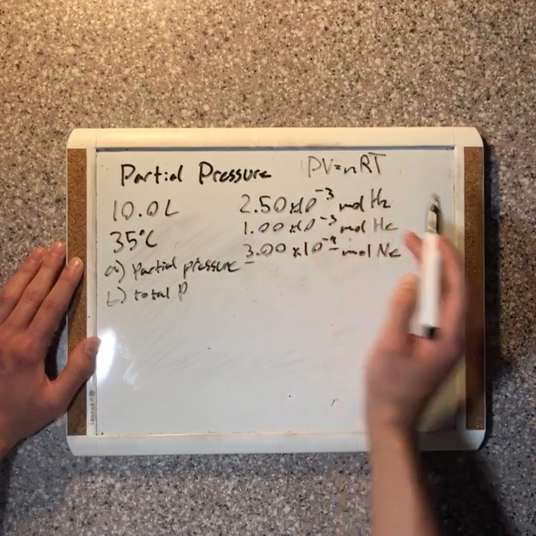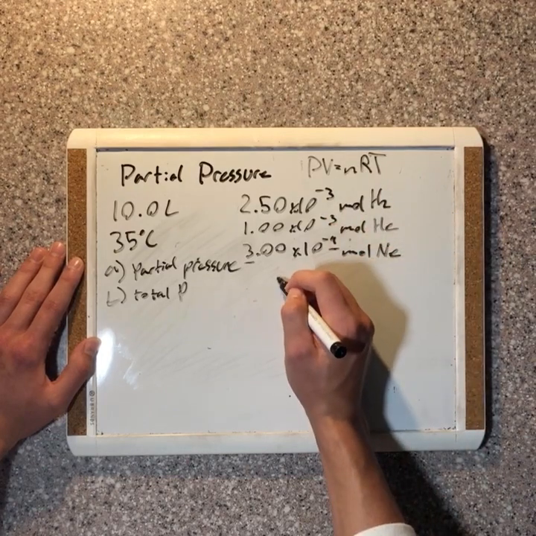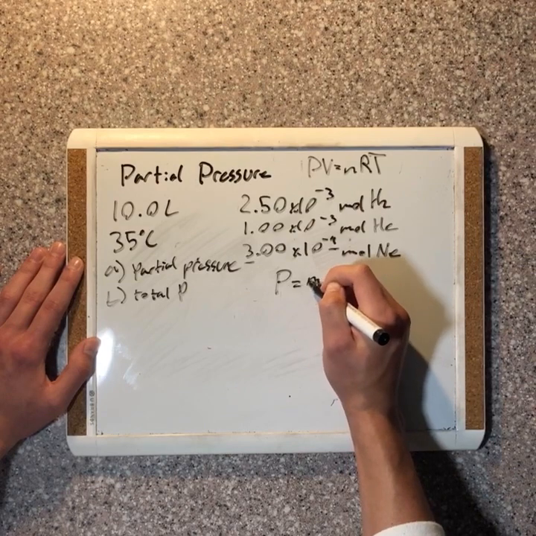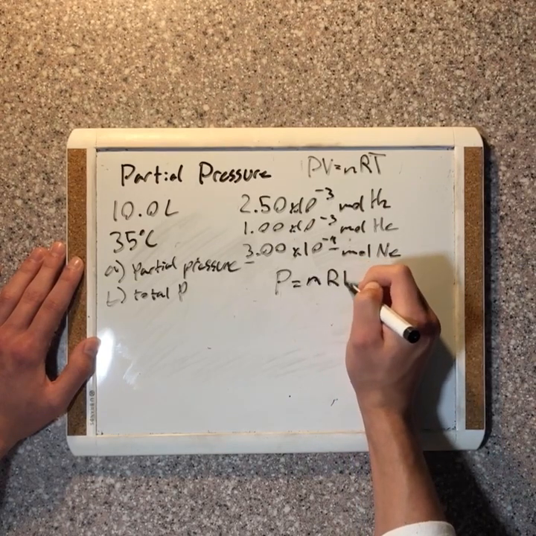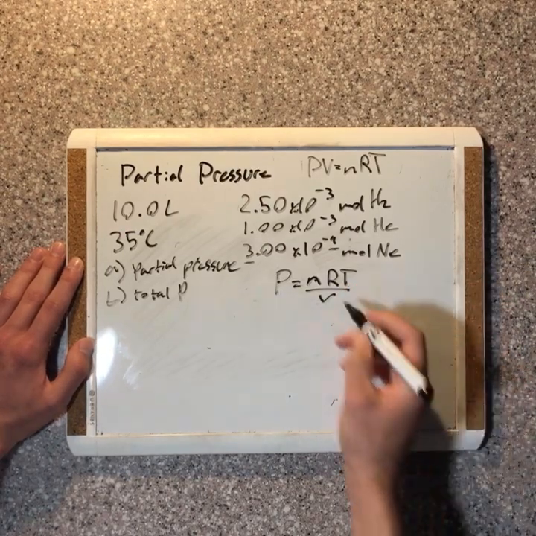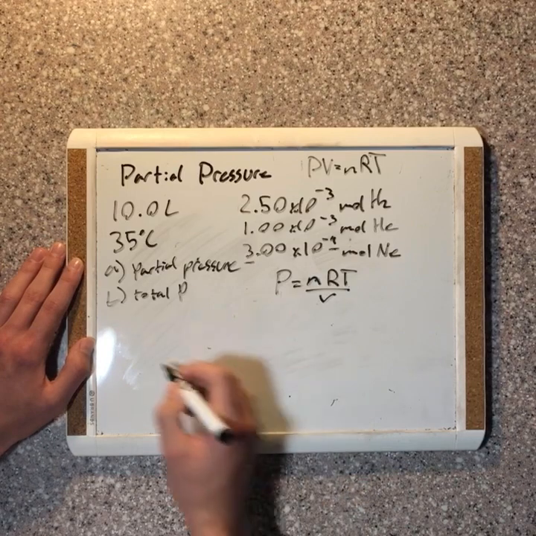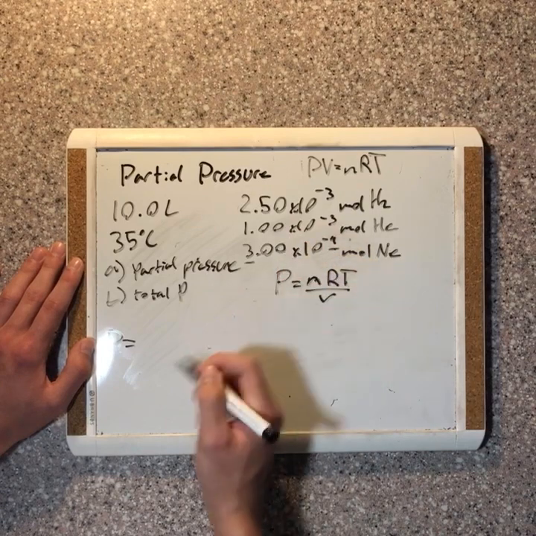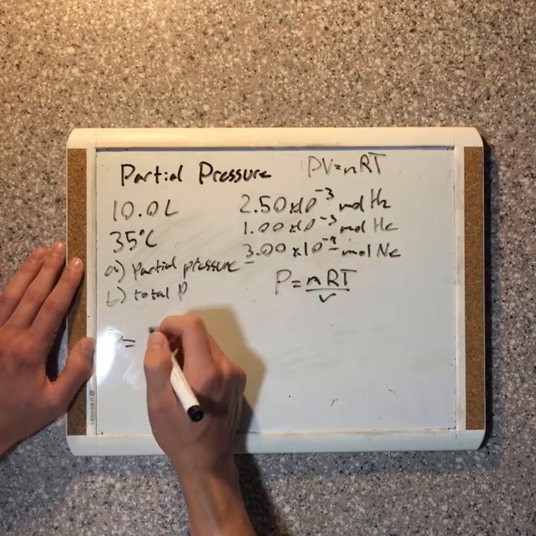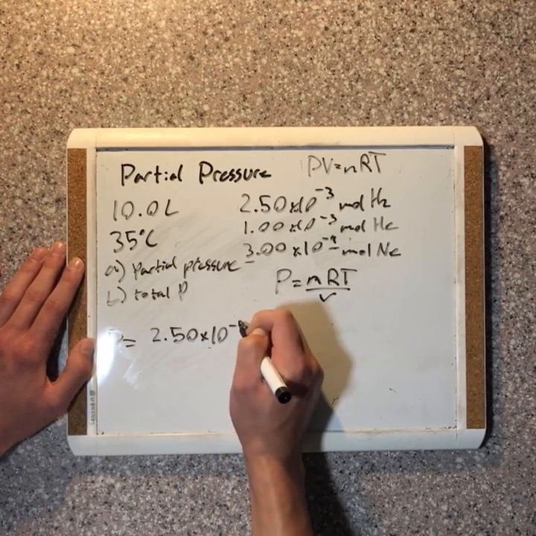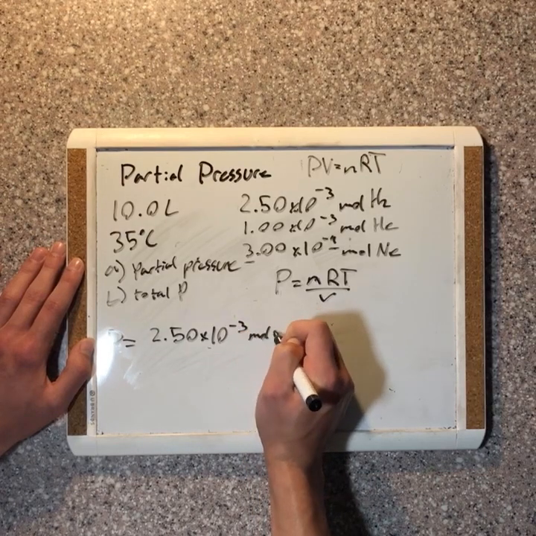We're going to divide that over to the other side. So we get pressure is equal to moles times R times temperature divided by volume. All right, so let's go ahead and start plugging in some variables. First off, n, the amount of moles. Well, we have that given to us. So for hydrogen gas, it's going to be 2.50 times 10 to the negative 3 moles.